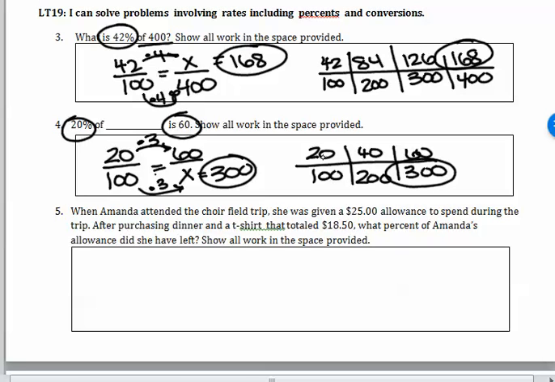Okay, so I'm increasing by 20s every time here, increasing by 100s every time here, and I get 20 out of 100 equals 40 out of 200, 60 out of 300. Okay, Amanda's attending the choir field trip. She's given $25 and she spent $18.50. So $25 minus $18.50.